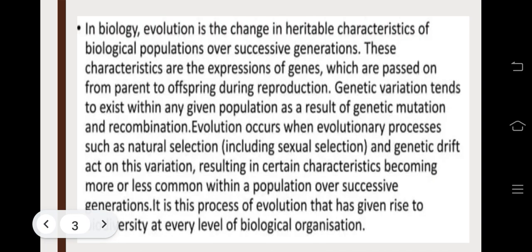In biology, evolution is the change in heritable characteristics of biological populations over successive generations. These characteristics are the expressions of genes which are passed on from parent to offspring during reproduction. Genetic variation tends to exist within any given population as a result of genetic mutation and recombination. Evolution occurs when evolutionary processes such as natural selection, including sexual selection, and genetic drift act on this variation, resulting in certain characteristics becoming more or less common within a population over successive generations. It is this process of evolution that has given rise to biodiversity at every level of biological organization.